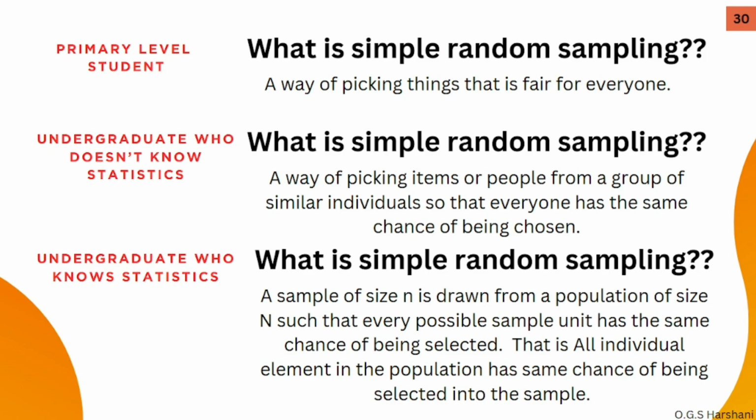If you are an undergraduate who knows statistics, simple random sampling is a sample of size small n drawn from a population of size capital N, such that every possible sample unit has the same chance of being selected. That is, all individuals in the population have the same chance of being selected into the sample.